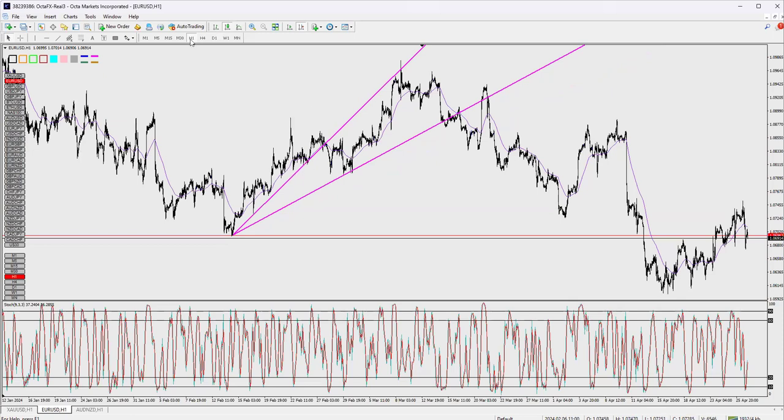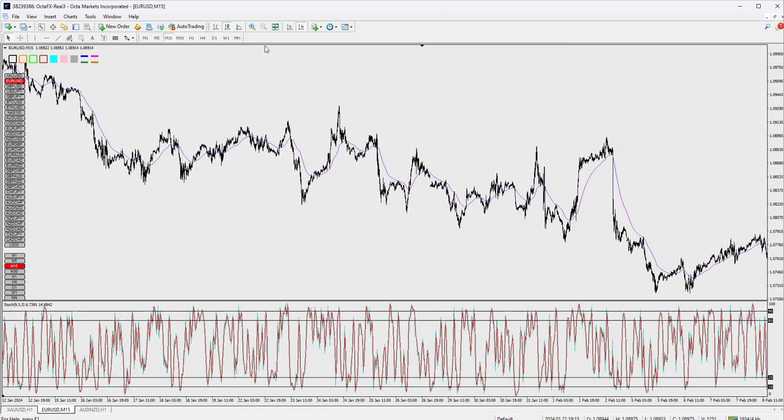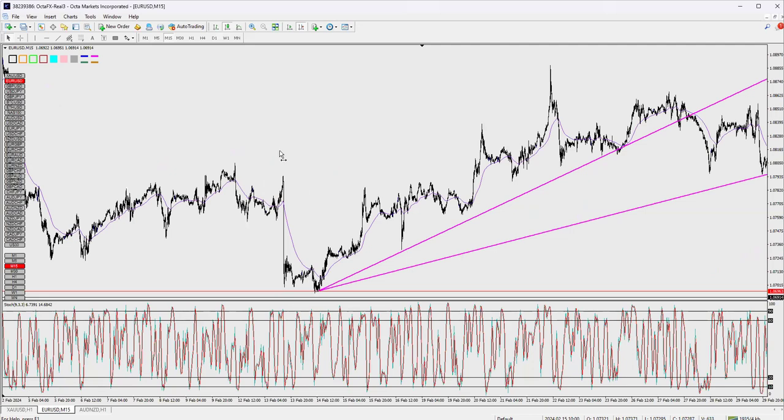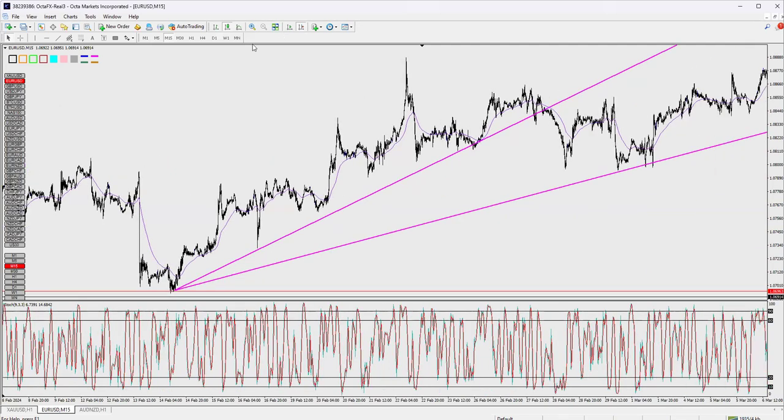So what you are going to do, from this 1 hour time frame, you are going to move to the 15-minute time frame or 30-minute time frame. But I'm going to move to the 15-minute time frame. So I'll go to the 15-minute time frame, and this is what I will see. So these are on the 15-minute time frame.